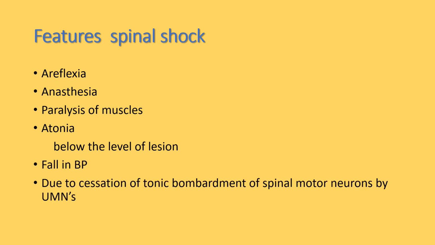BP is sharply reduced. Hypotension is the most commonly seen feature of spinal shock. It is due to the cessation of the tonic bombardment of the spinal motor neurons by the upper motor neurons, because the supraspinal control is lost as we make the lesion above the level of the spinal cord. So the control of higher centers, brain, medulla, pons, over the spinal cord is lost. It produces the features of spinal shock like areflexia, anesthesia, paralysis of the muscles, atonia, and fall in blood pressure.